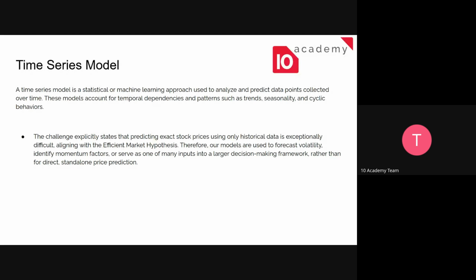Normally, why do we have a time series dependent model? It's because we have specific data that needs that type of treatment, right? While we have data points that are collected over time, we use the time series model in order to predict the output. These models account for temporal dependencies and patterns such as trend, seasonality, and cyclic behavior that we've seen. We can notice those behaviors in time dependent data, right?